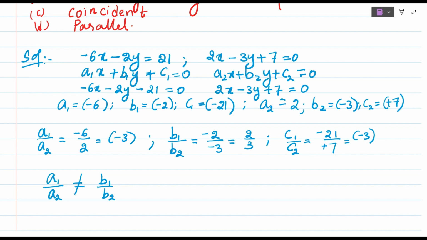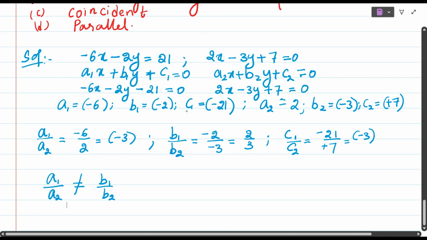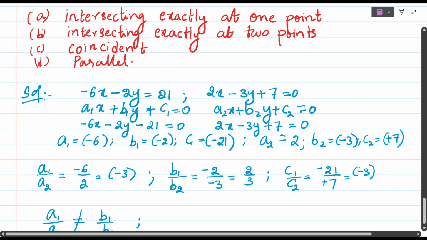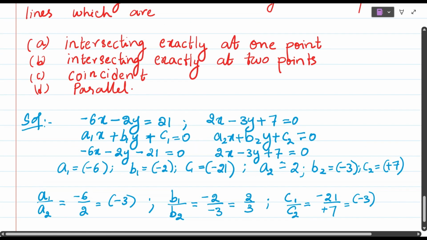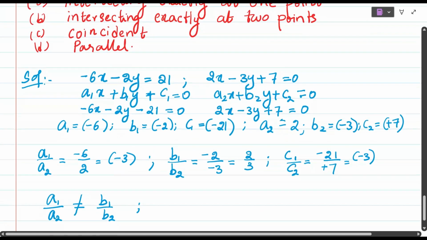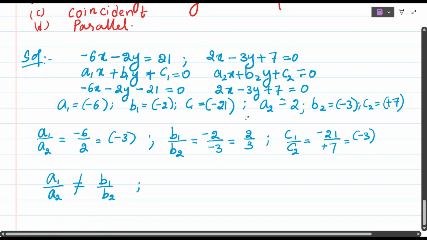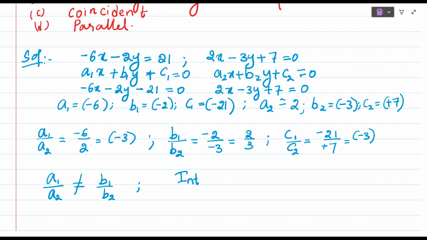So what is the condition here? We got the condition as A1 by A2 is not equal to B1 by B2. Then what about these pair of linear equations? They have only one solution. They are intersecting, so they are intersecting lines with only one solution, right?